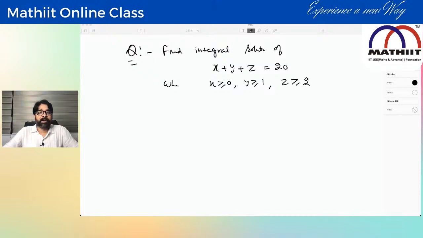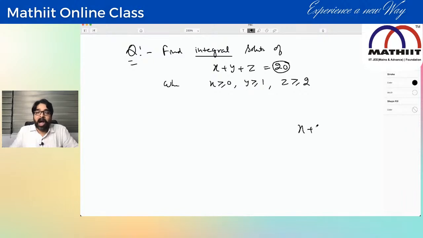Still, some people did not give the answer. Sorry, not solution, answer. Okay. Because the question says integral solution, they did not mention positive integral solution.